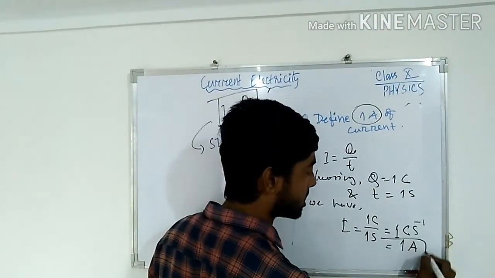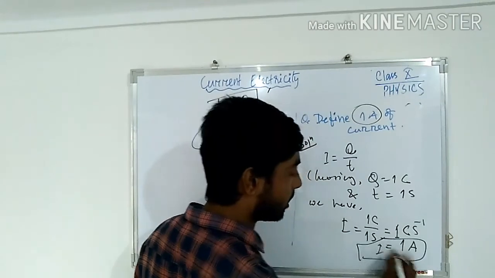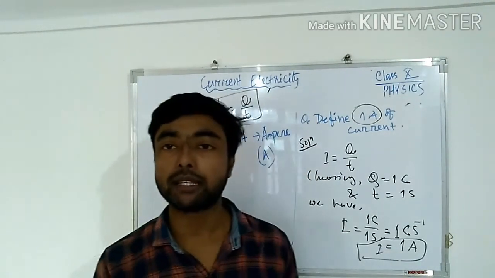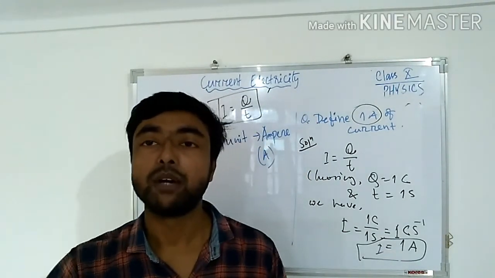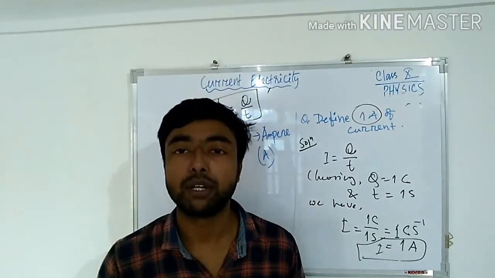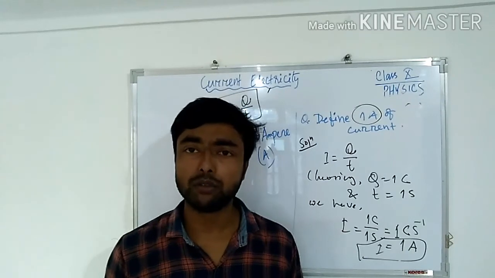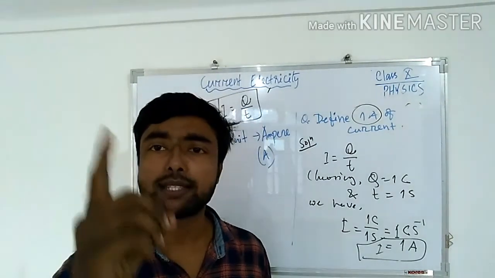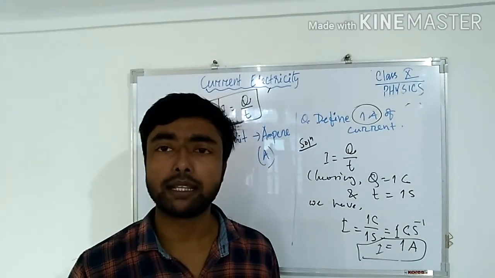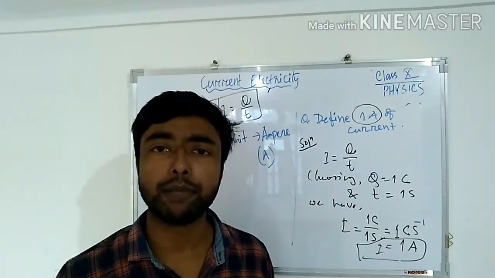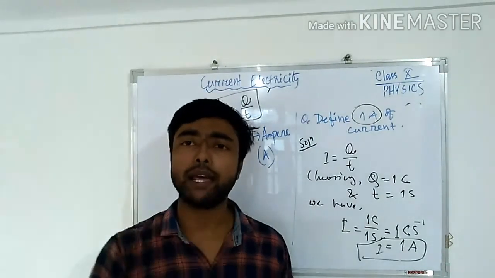Because the SI unit of I is ampere, 1 ampere. So how will you define it? We will define it like this: if 1 coulomb of charge flows from one point to the other in 1 second of time, then we can say that the electric current between these 2 points is 1 ampere.